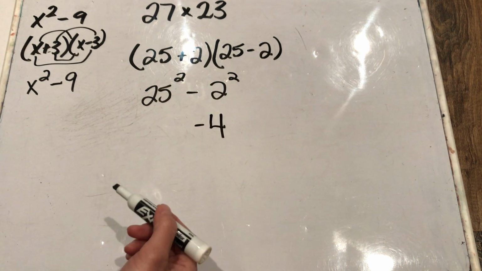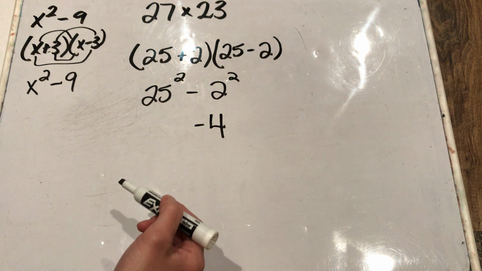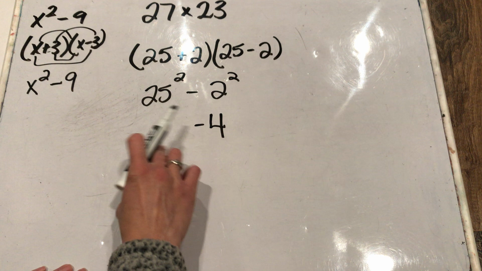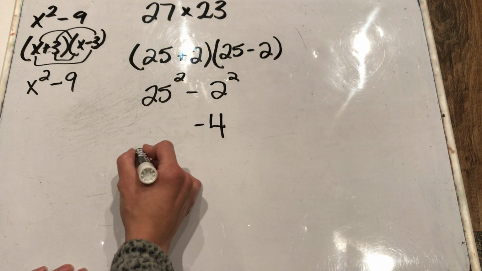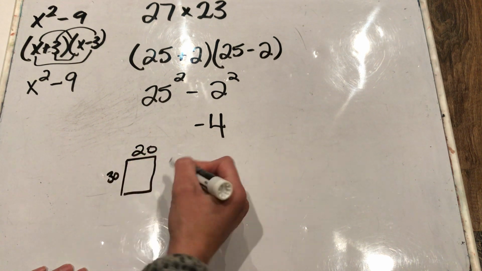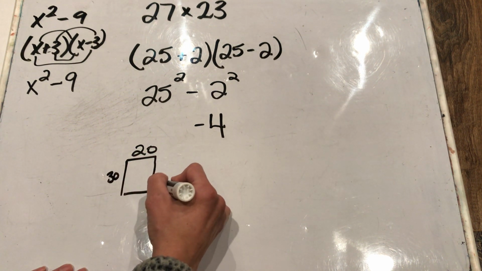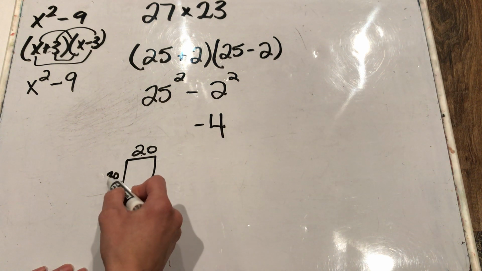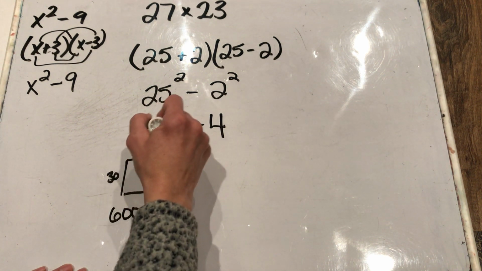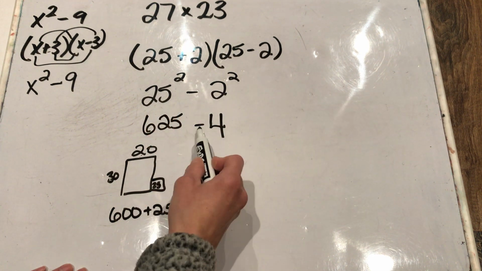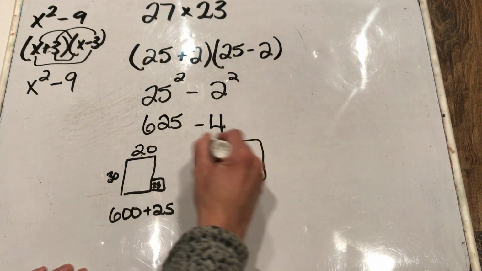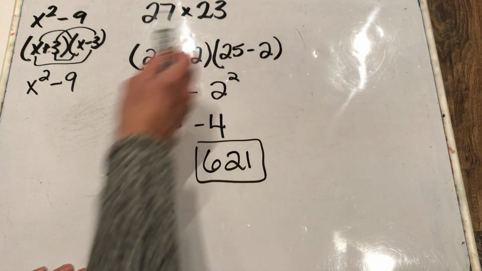Well, you might think, well, this isn't really any longer. I might as well just multiply it out. Or what did we just learn about moving that 5 piece down? So making it 20 times 30 with that extra little 5 by 5 or 25. So 20 times 30 is 600 plus 25 or 625. Now we just subtract 4 and we say that the answer is 621. And we didn't have to multiply this out in long multiplication.